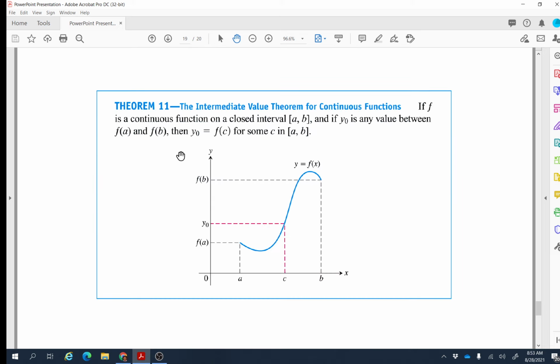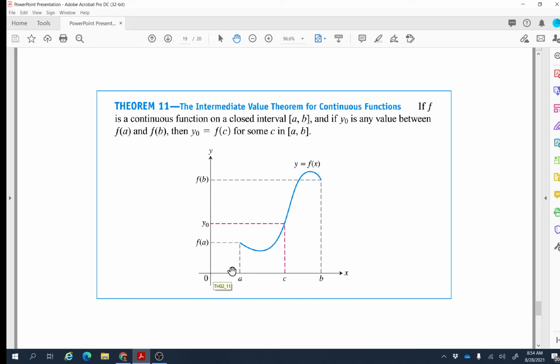There is one more theorem which is very useful. That's called the intermediate value theorem for a continuous function. If f is a continuous function on the closed interval [a, b], so if the function f is continuous from point a to point b, and if y0 is any value between f of a and f of b, then there should be a point on this interval such that the value of the function is y0.